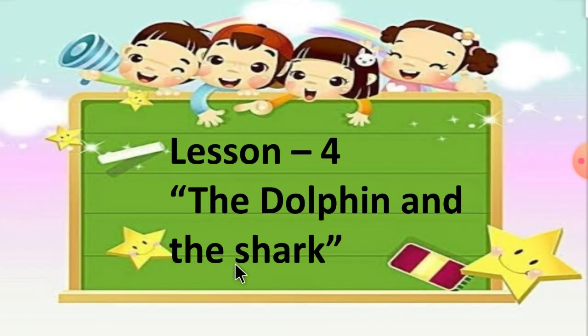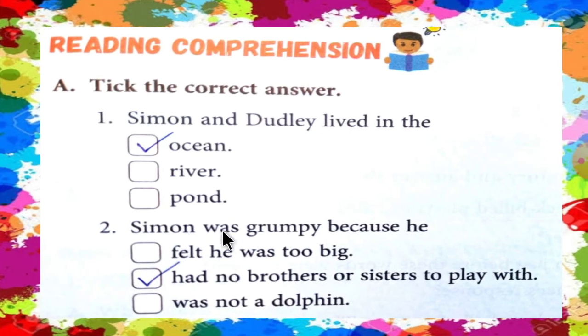Now, lesson four, the dolphin and the shark. This is the image of your textbook. Number one, Simon and Dudley lived in the ocean.